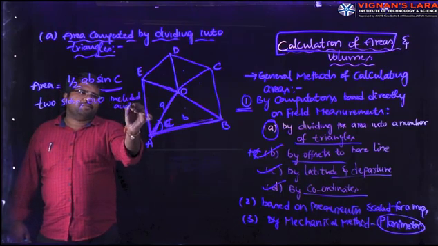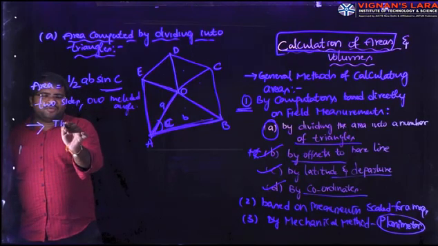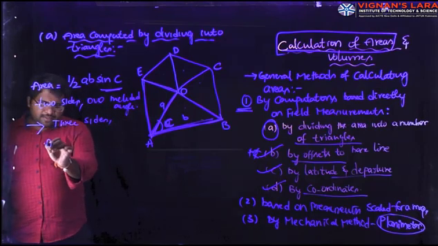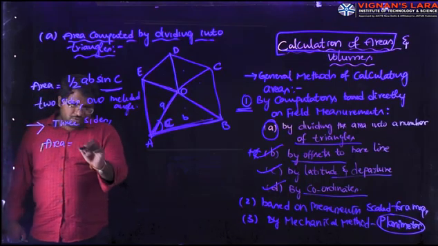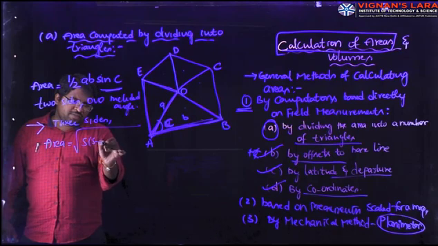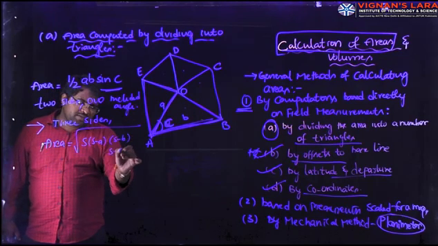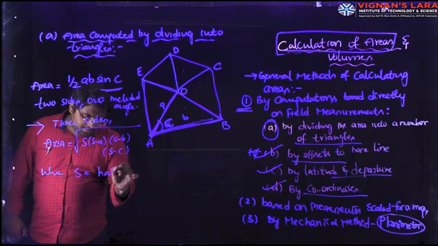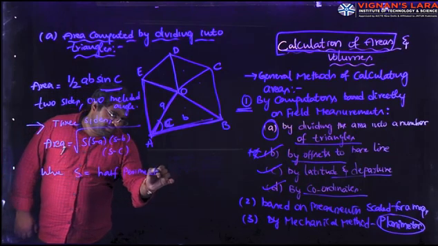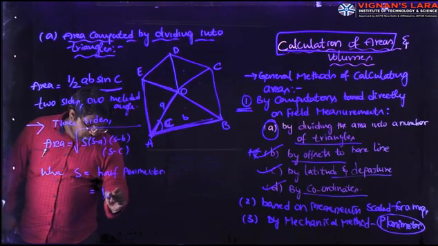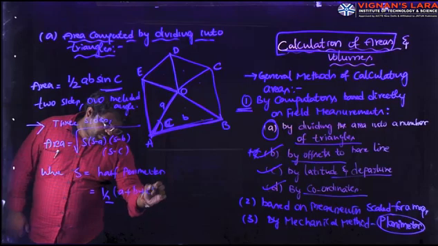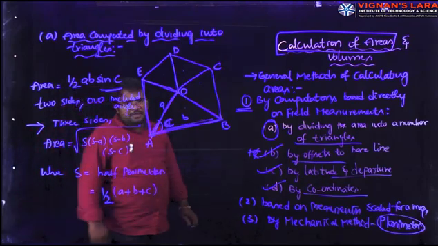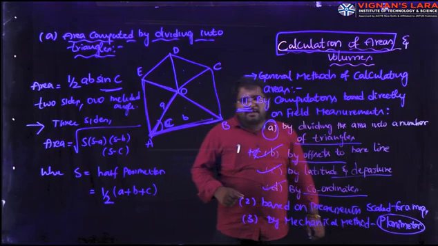Next, the second thing: if you know the lengths of three sides, then the area of the triangle is given by area A equals root of S into S minus A, S minus B, S minus C, where S is the half perimeter, that is half into A plus B plus C. These are the formulas to calculate the area of a given triangle.